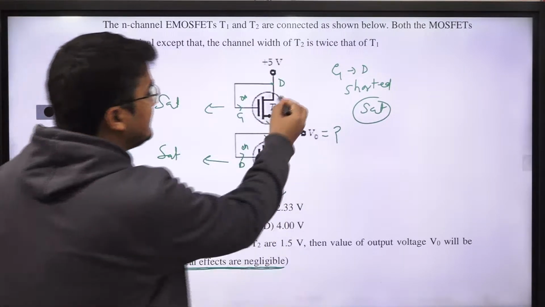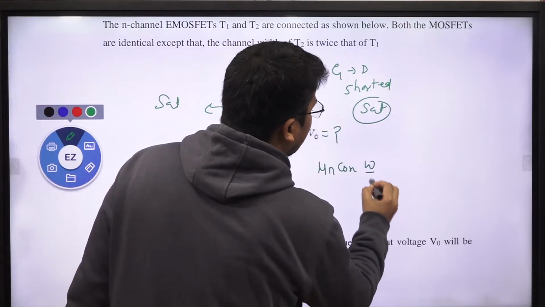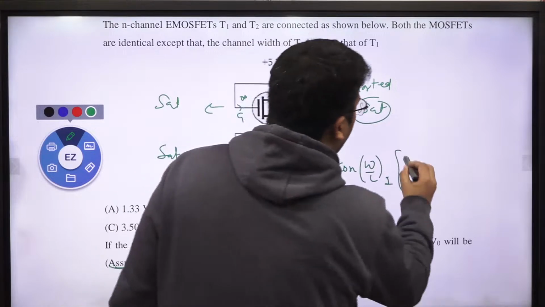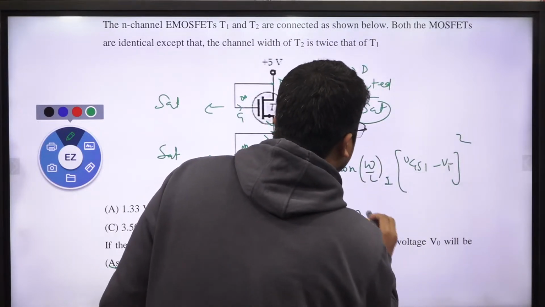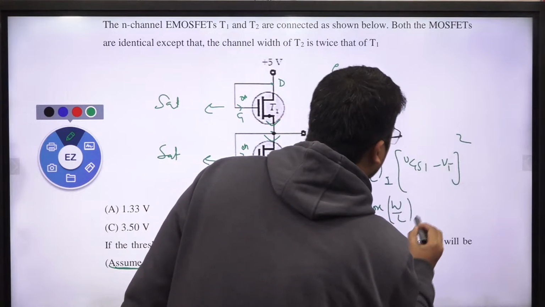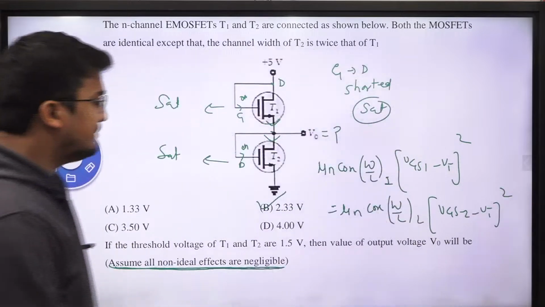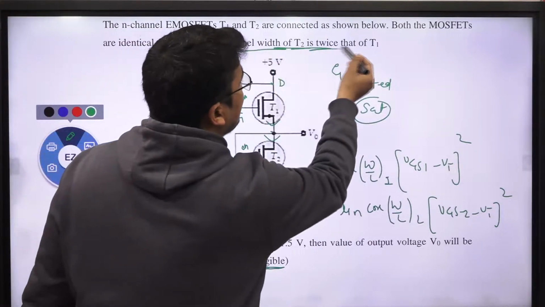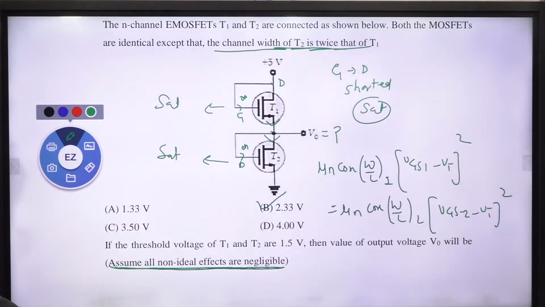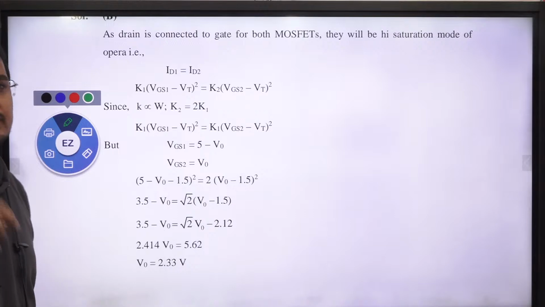Is it clear? So if I consider this as T1, what it will be? It will be mu n Cox W by L for 1 inside of (VGS1 minus VT) का square will be equal to mu n Cox W by L for 2 inside of (VGS2 minus VT) का square. So guys, see, it's mentioned everything is identical. Only the channel width of T2 is twice of T1. So that only we need to take into consideration. So now you can see I have taken a clear solution. I am repeating here a very neat and clean solution. Earlier, whatever I wrote, that was for a hint only.